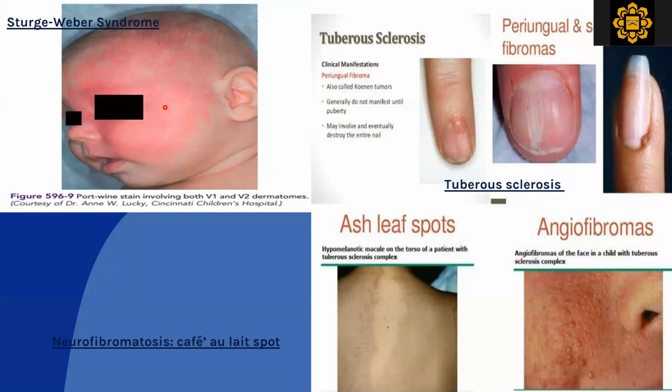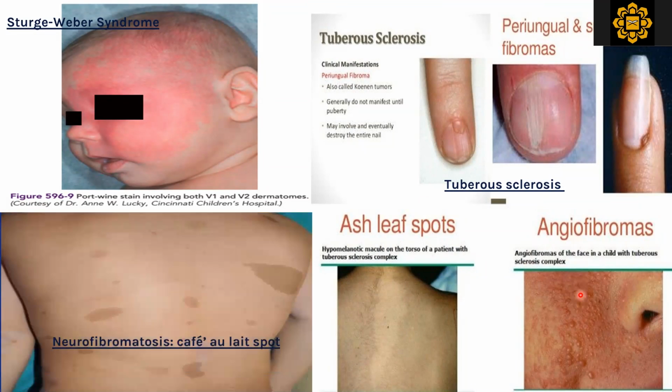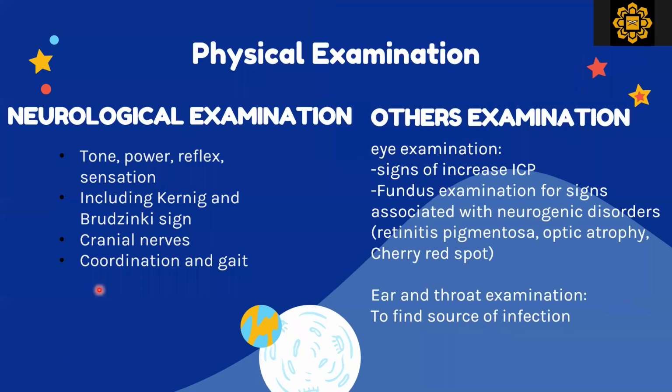So we go to tuberous sclerosis. You can search for this: periungual fibromas, ash leaf spot, this one, angiofibromas. And then I think all of us know neurofibromatosis, café-au-lait spots. Okay. So all of this is important to look for during the physical examination.